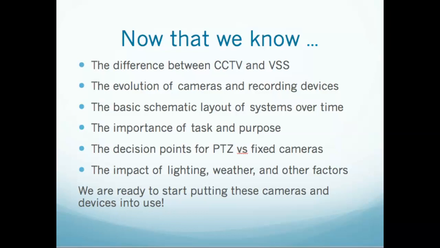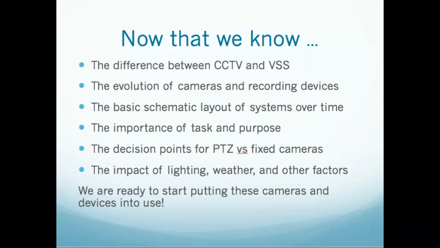We talked about the importance of task and purpose, and we're going to go over that a couple more times, so make sure you understand that. Decision points for pan, tilt, zoom versus fixed cameras. Pan, tilt, zoom, although it's fancier and it has a lot more moving parts and it's fun to play with, quite frankly, and move on a joystick and move the camera around and zoom in, is not always your best choice because it may not be in the right place at the right time. So you pick your camera based on your task and purpose. If your task and purpose is to look at a particular area because that is where things are being stolen from, you wouldn't necessarily want a pan, tilt, zoom because you could be looking the other way.